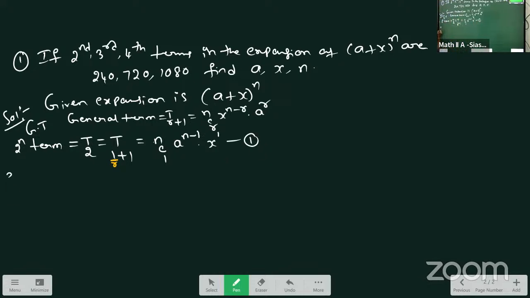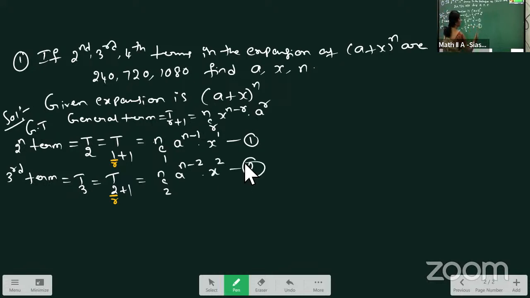Next, third term. The third term of the expansion is T3. T3 can be written as T_(2+1). Now here 2 is r. The r value is 2 now. So substitute nC2 a to the power n minus 2 and x to the power 2. Take it as equation 2. Next, fourth term.